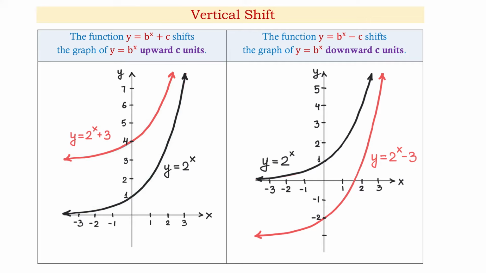The vertical shift also tells us that if we subtract a positive constant c from the function y equals b to the x power, then the whole graph will be shifted down c units. In this figure, the black graph is y equals 2 to the x power, and the red graph is y equals 2 to the x power minus 3. So, because 3 was subtracted from 2 to the x power, this whole graph now is shifted down 3 units.